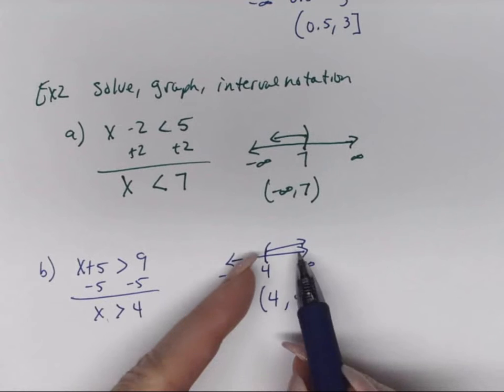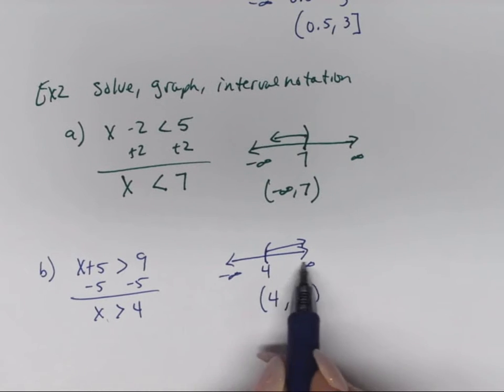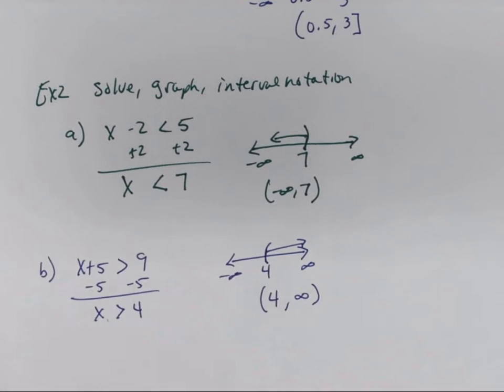So notice it's coming straight on down. Sometimes students like to flip it. Don't flip it. It comes just the same as it is up there. All right. Let's go look at another example.